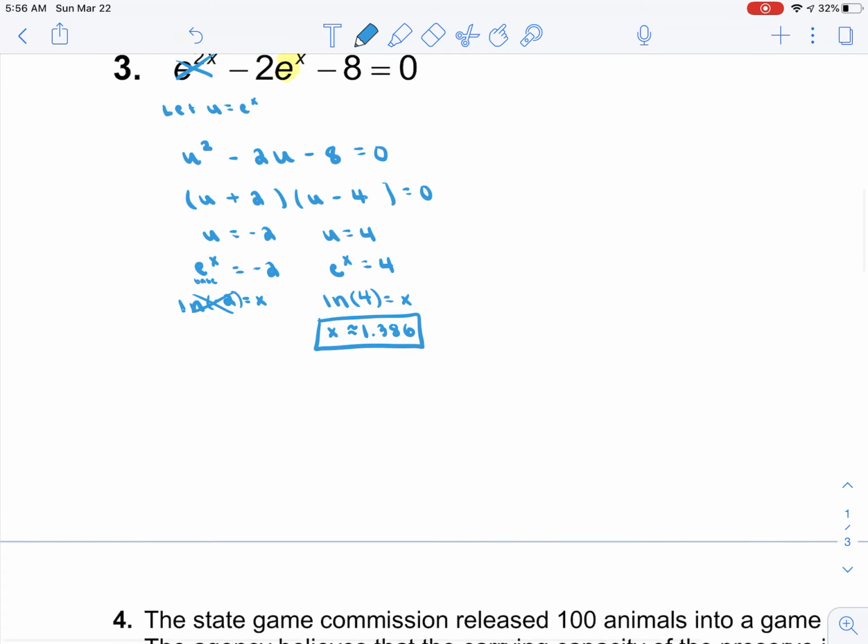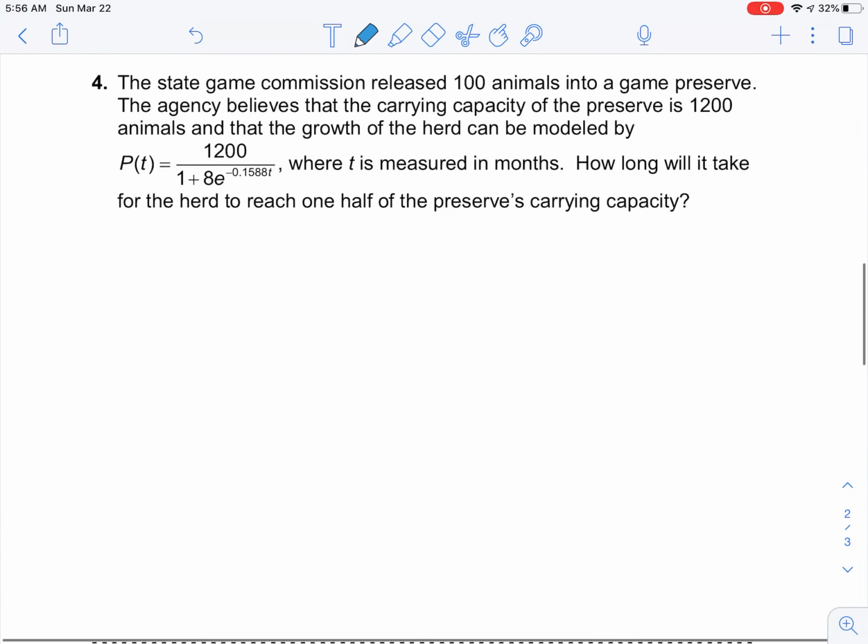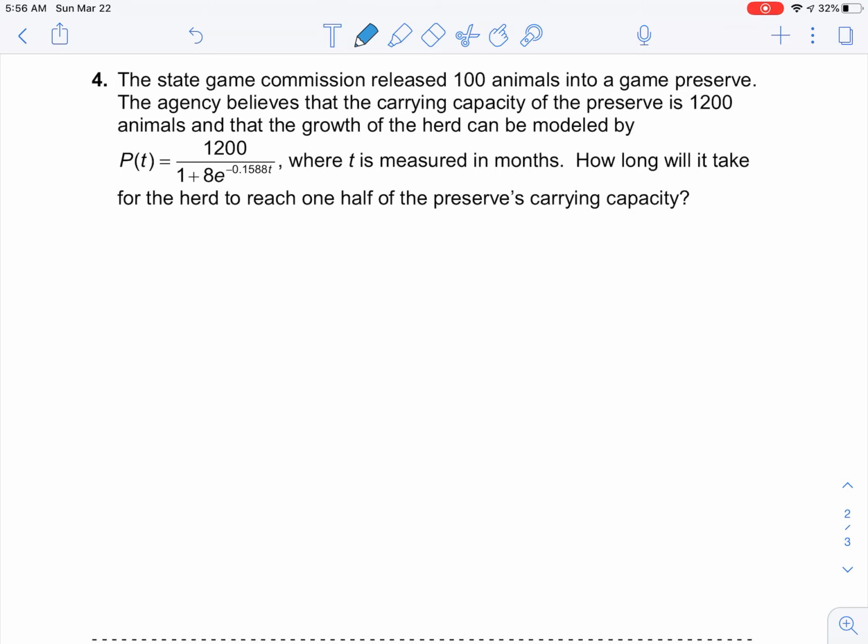So we're almost done. Moving on to the back side of this, there is a word problem. If you need to pause the video and read it over, feel free to do so. For this problem, they talk about 100 animals being released in a game preserve, and they believe that the carrying capacity of the preserve is 1,200 animals. The growth of the herd can be modeled by this equation, where T is measured in months. How long will it take the herd to reach 1/2 of the preserve's carrying capacity?